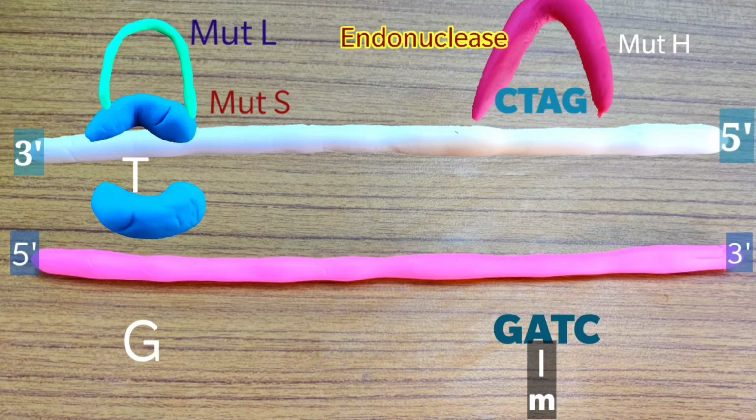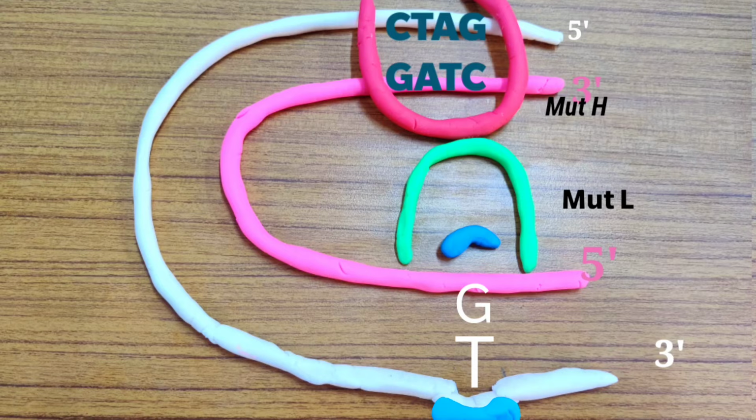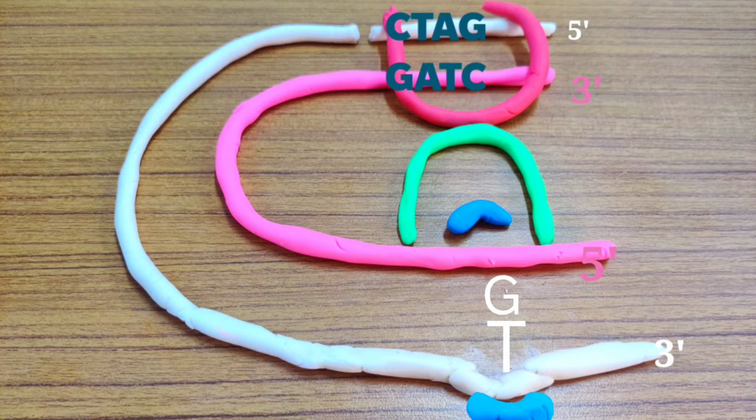MutH is an endonuclease and is activated by MutL. The binding of MutH with MutL causes bending of DNA. MutH causes a nick on the new strand near the site of the mismatch.